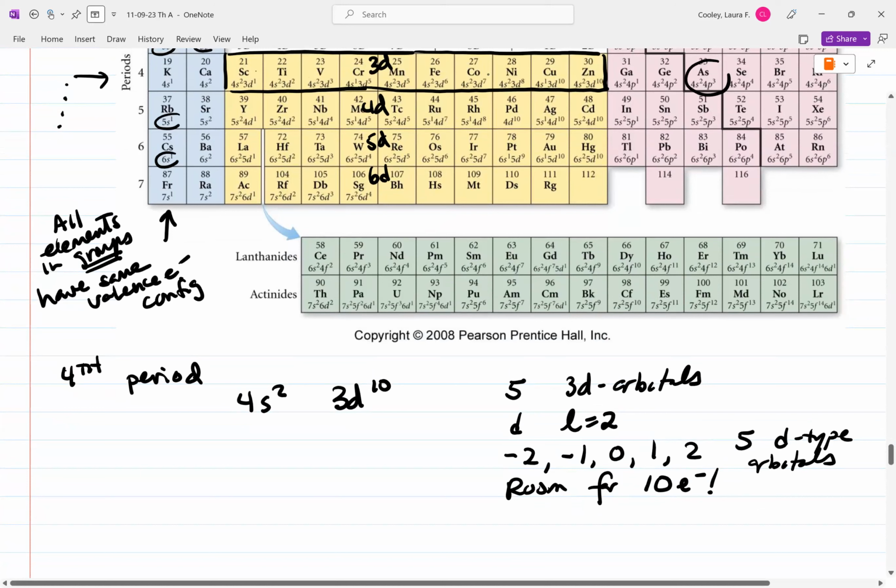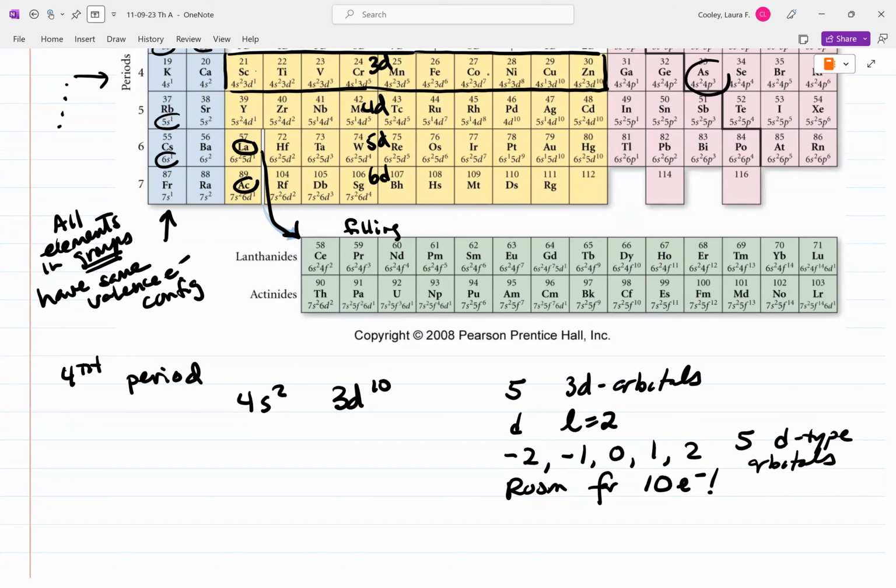Then we have a little break over here. Remember, these are the lanthanides and the actinides. And what happens is we take a little detour down here. And you'll notice here you're filling the f subshell. And the f subshell, so this is in the 6th period. You start by filling the 6s. Okay, but then you go to the 5d. And then you skip, if you look at the chart, let me go back, let's see.